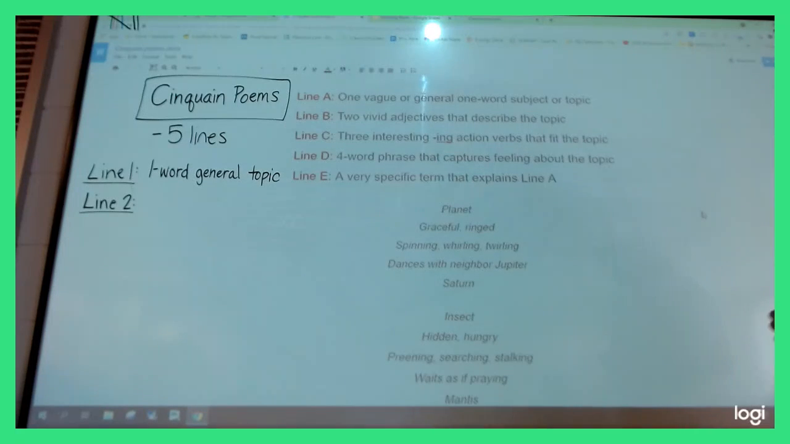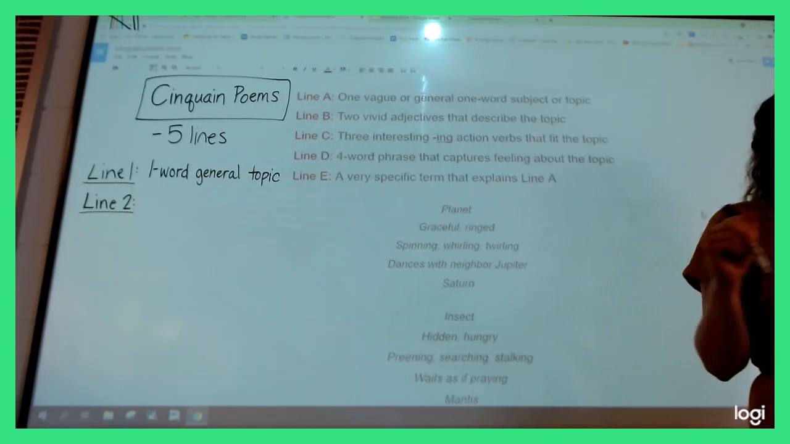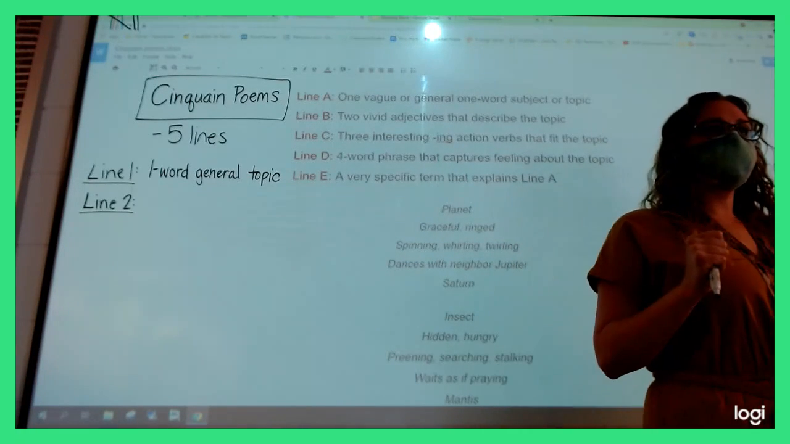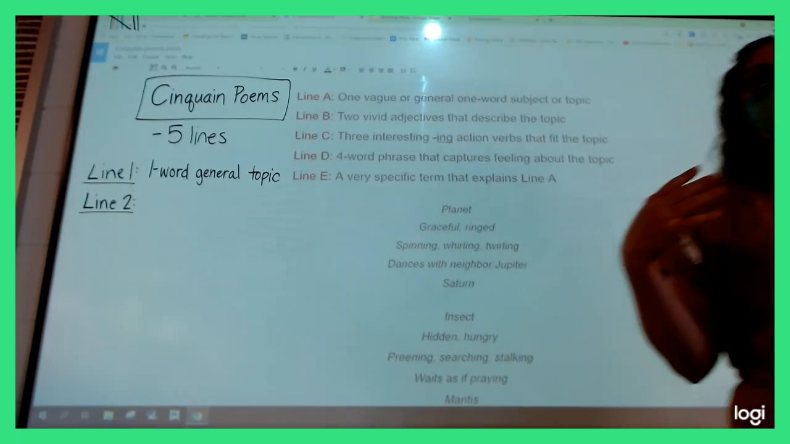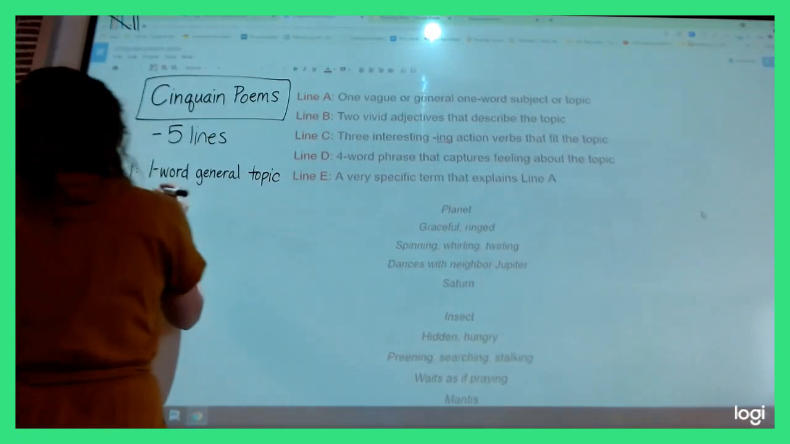So line 2 has 2 vivid adjectives that describe the topic. What does vivid mean? Vivid. Noah? I use it a lot. You can see it. It's very descriptive, right? It's an adjective that you can really picture if you're making a mental movie. So 2 vivid adjectives.